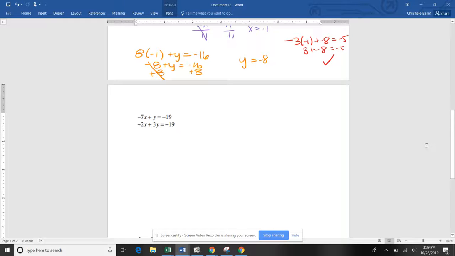All right, so I have a couple options here. I can eliminate x's or I can eliminate y's. I'm thinking I'm going to go with y and multiply this top equation by negative 3. That would give me a negative 3y, which would cancel with my positive 3y. So that's 21x minus 3y is equal to 57.